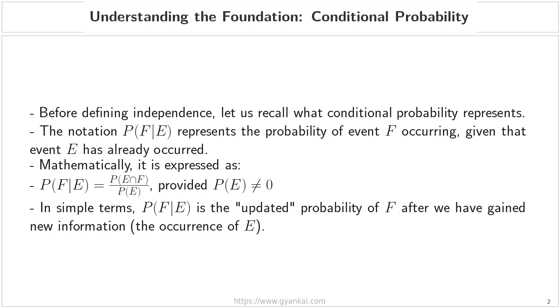To put this in simple terms, think of P of F given E as an updated probability. It is the new, more accurate probability of event F after we have gained new information, specifically, the information that event E has definitely occurred.